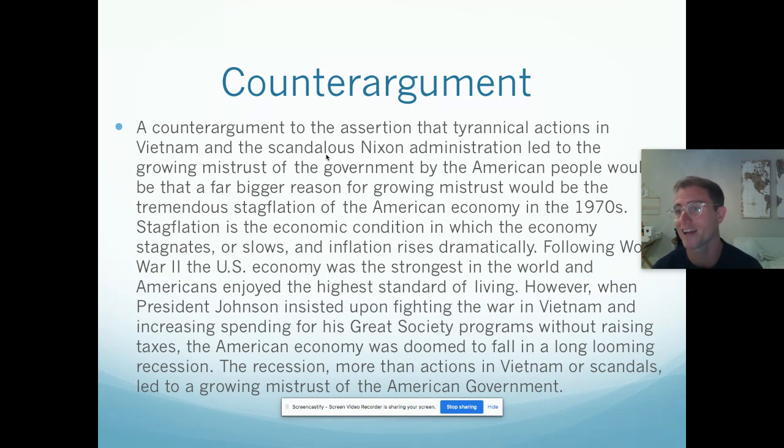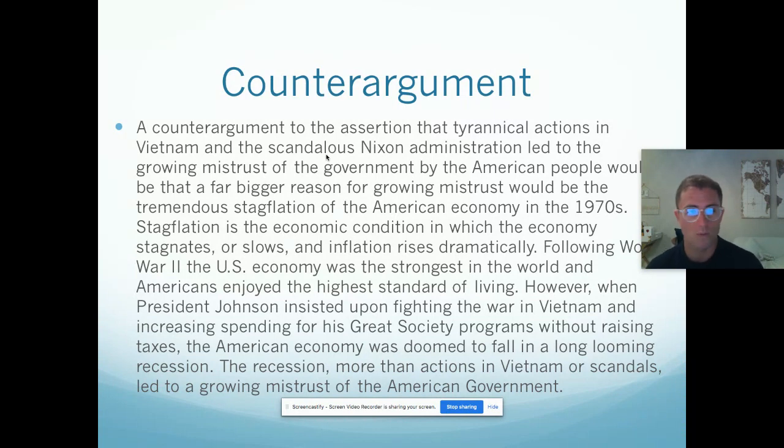So that is my counter argument. I argued that more important than the actions in Vietnam, more important than the Nixon administration scandals, was just the fact that the economy fell and people lost faith in their leaders, which often happens in recessions.